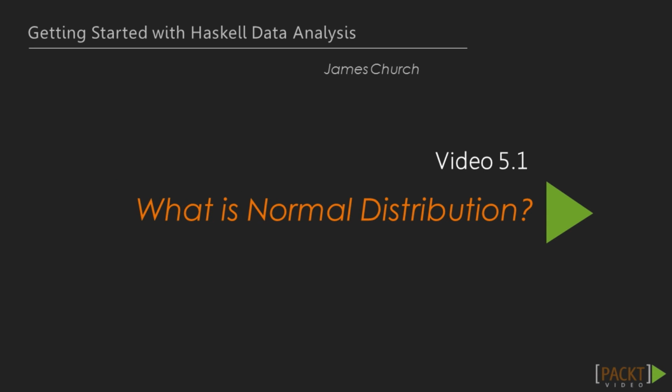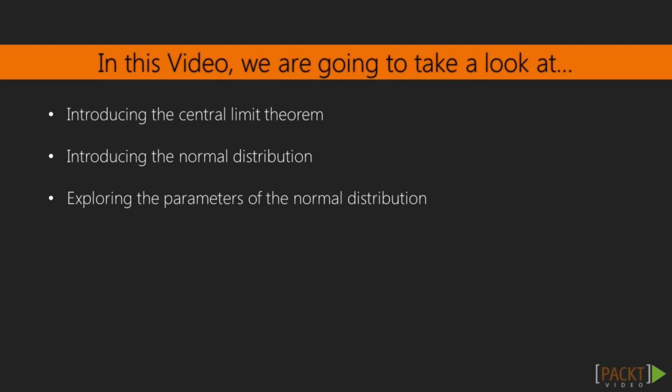So we're going to start off with the normal distribution. The normal distribution is an important formula for the study of even basic statistics and data science. Data science at its heart is mathematical. We're transitioning away from the technical aspects of Haskell and file formats. So in this video, we'll be discussing the central limit theorem, which is essential to understanding the normal distribution. We'll then be introducing that normal distribution, and then we're going to be exploring the parameters of the normal distribution.